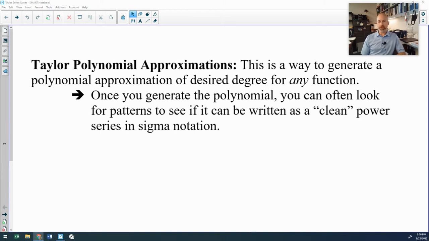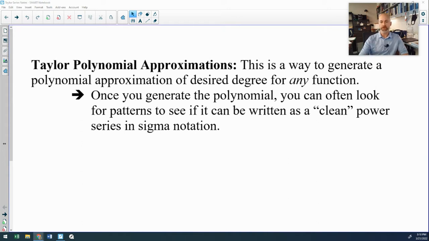Let's talk Taylor polynomials. A Taylor polynomial is a way to take a non-polynomial function like e to the x or sine x, or you can use it for natural logs, and rewrite those functions as polynomials in a way that can approximate that function's behavior. And that may make more sense as we get into this.